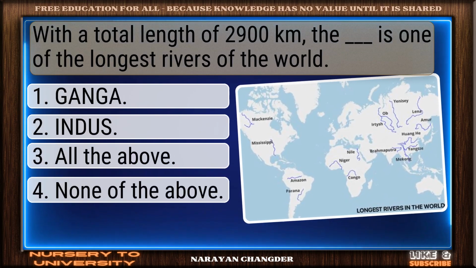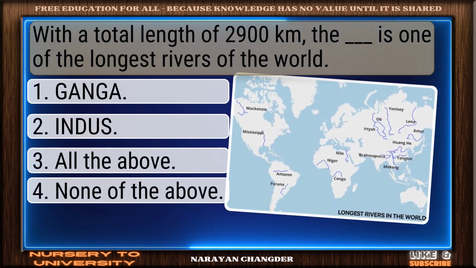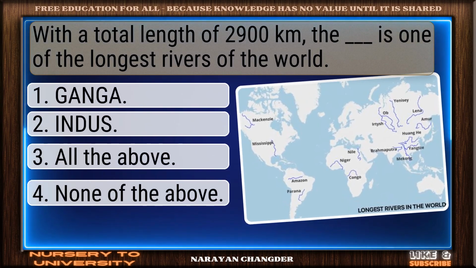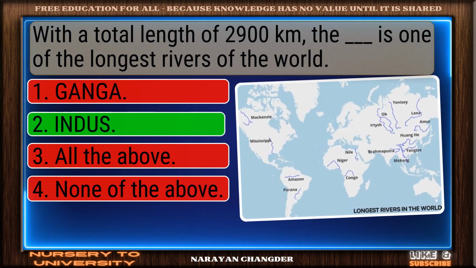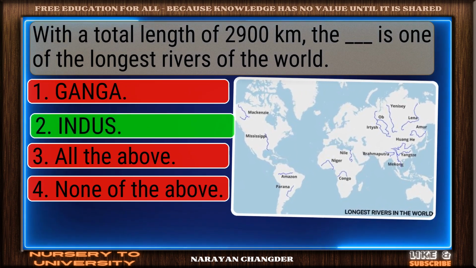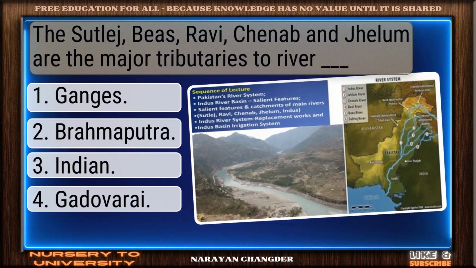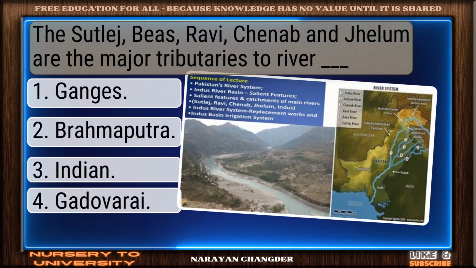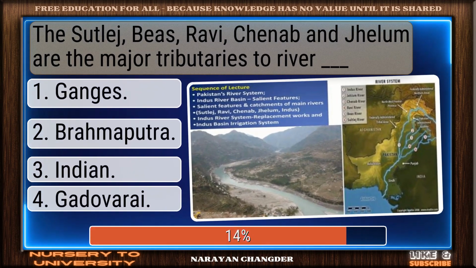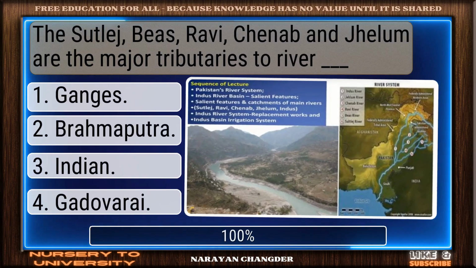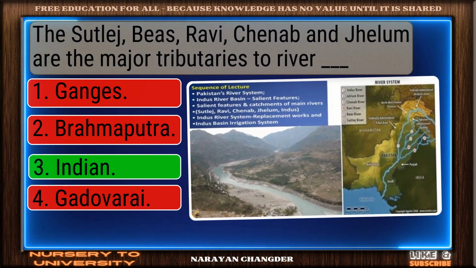Question number 49. With a total length of 2,900 km, the dash is one of the longest rivers of the world. You chose Indus, and it is correct. Question number 50. The Sutlej, Beas, Ravi, Chenab, and Jhelum are the major tributaries of River dash. Valid point. Indus is true.